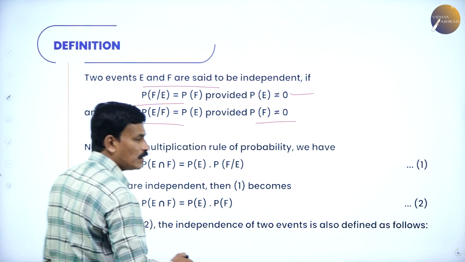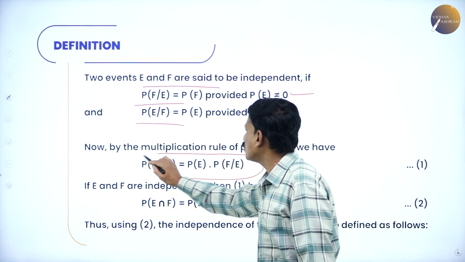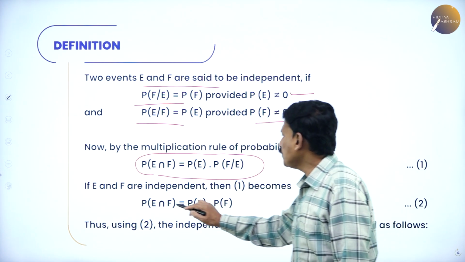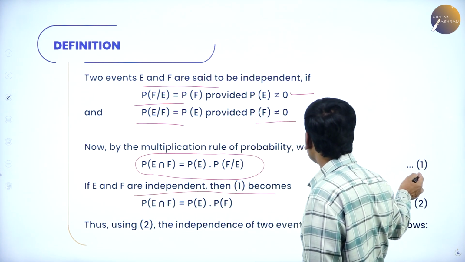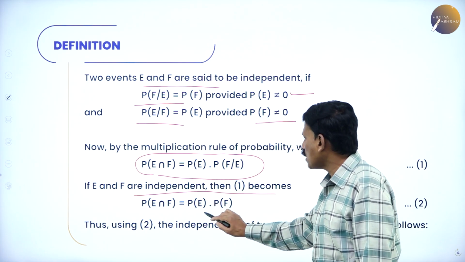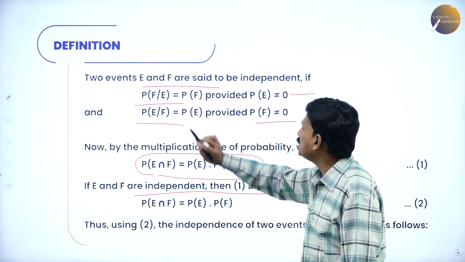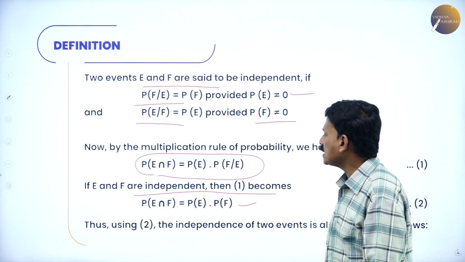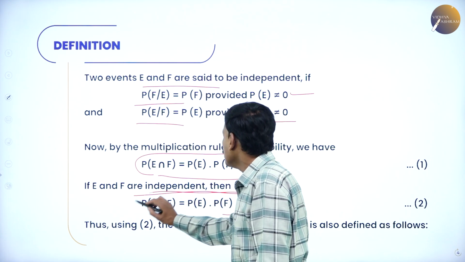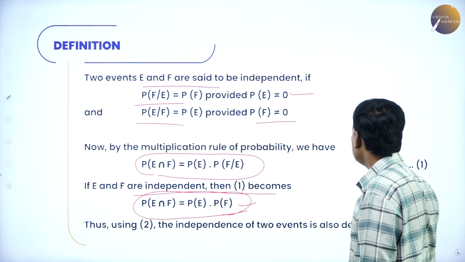Then by the multiplicative theorem on probability, probability of E intersection F is equal to probability of E into probability of F by E. Similarly, if E and F are independent events, then this equation 1 can be written as probability of E intersection F is equal to probability of E into probability of F, since probability of F by E is equal to probability of F. So from 1 and 2, probability of E intersection F is equal to probability of E into probability of F. This is called an independent event.